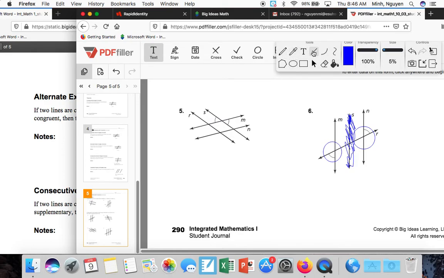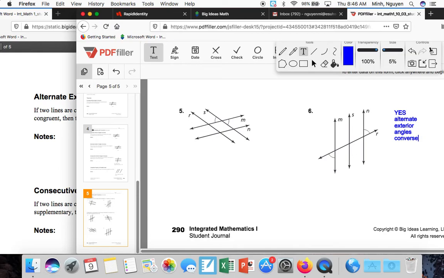Let's see. Alternate interiors would be here. That's a no. What is the relationship here? Oh, they're alternate exteriors. So the answer is yes. Yes, the alternate exterior angles are congruent. And so this is the alternate exterior angles converse.